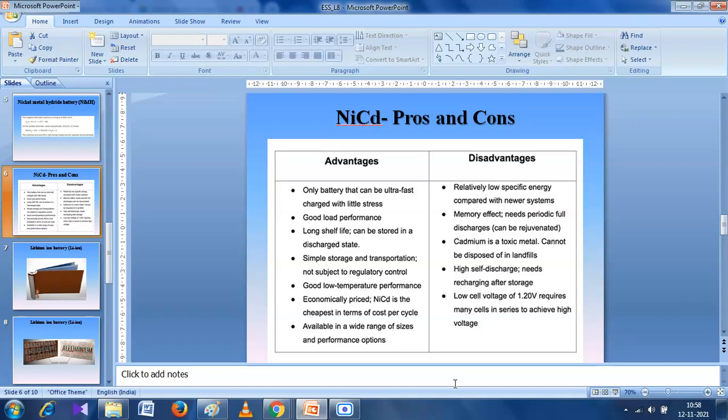The nickel cadmium battery can be charged very fast, or say ultra fast charging is possible, which means the charging time is very short. It has good load performance and long shelf life. That means when we store a nickel cadmium battery, its discharge rate is very low, and it can be stored for a long time.